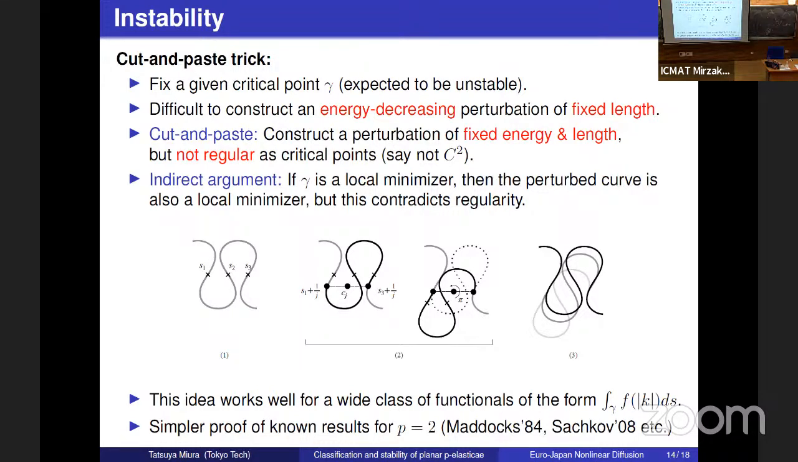Actually, there are many minimizers, because in the case that p is equal to 1, it is the total absolute curvature, so if you have a convex curve with a different tangential direction, then the energy is always the same. So the case p equal to 1 is a kind of special, but still we can say something interesting by taking the limit. Yes.